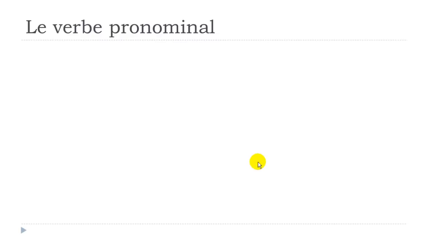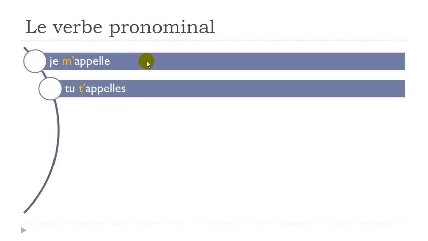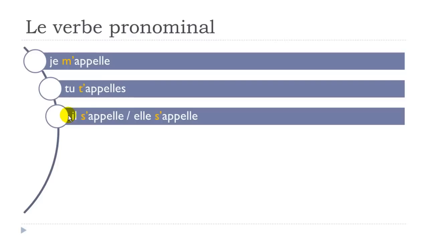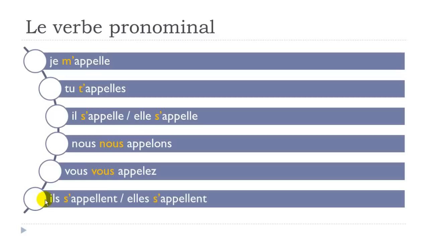Okay, so let's see how we will conjugate this verb. Je m'appelle. So same thing here, the e that we had previously disappeared. Je m'appelle. So remember, that's normally the verb that you use when you introduce yourself. Like, I call myself, so my name is, of course, but in French it's like, I call myself. Je m'appelle. Tu t'appelles. Il s'appelle. Elle s'appelle. Nous nous appelons. Okay, so I will make the liaison. Nous nous appelons. Vous vous appelez. Ils s'appellent.